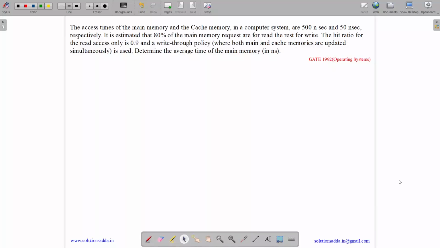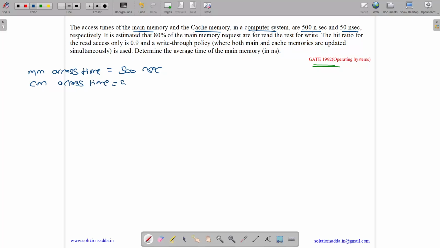This question belongs to operating system subject and was asked in GATE CSE 1992. So the question states, the access times of the main memory and the cache memory in a computer system are 500 nanosecond and 50 nanosecond. So what is main memory access time? It's 500 nanosecond. What is cache memory access time?